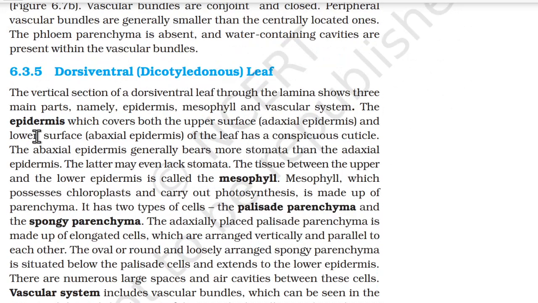6.3.5 Dorsoventral or dicotyledonous leaf. The vertical section of a dorsoventral leaf through the lamina shows 3 main parts, namely epidermis, mesophyll and vascular system. The epidermis, which covers both the upper surface, adaxial epidermis, and the lower surface, abaxial epidermis, of the leaf, has a conspicuous cuticle. The abaxial epidermis generally bears more stomata than the adaxial epidermis. The latter may even lack stomata.